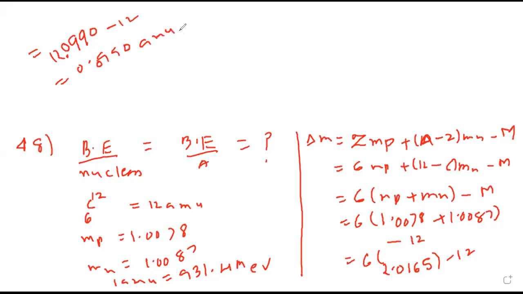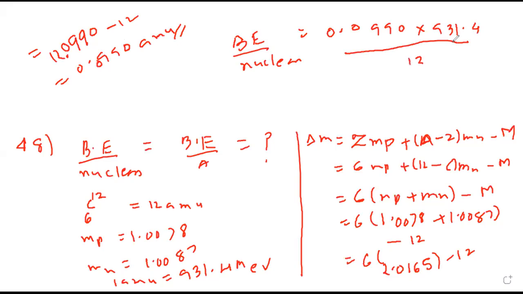0.0990 AMU. So therefore binding energy per nucleon will be 0.0990 into 931.4 upon mass number 12. This 0.099, can we take 0.1? Yes. 0.1 into 931.4 upon 12. So this is 93.14 upon 12. Copy this much, then I'm creating the space. Just a little division is left.